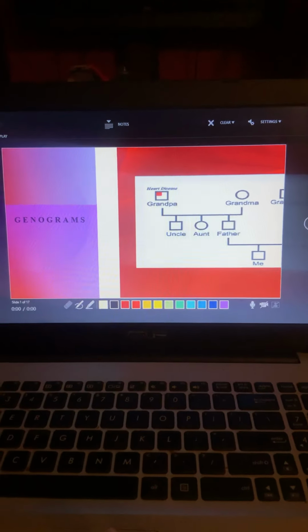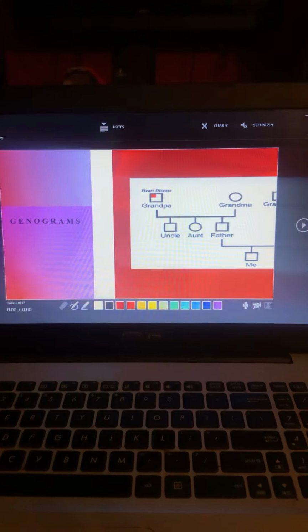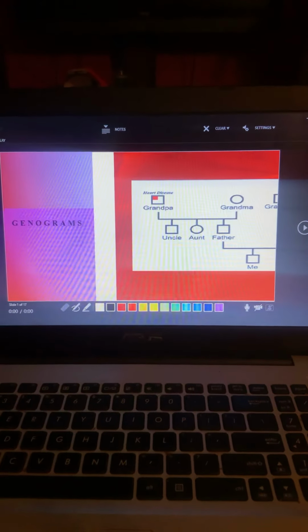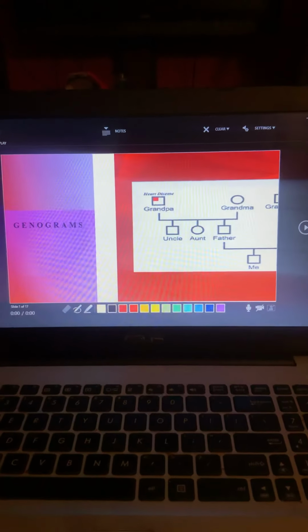Hi, my name is Dane Coleman. I'm doing my presentation on genograms. Right here is a diagram of a potential genogram in the making.